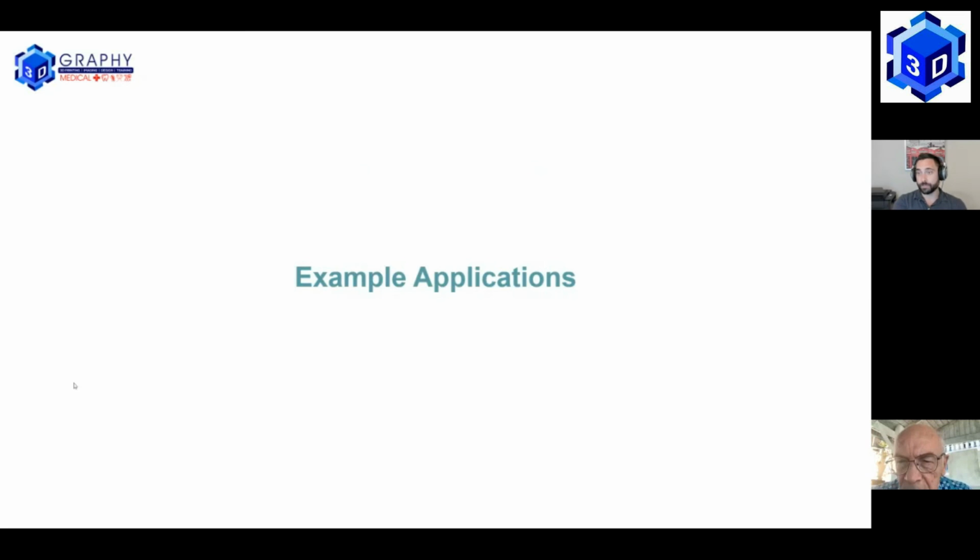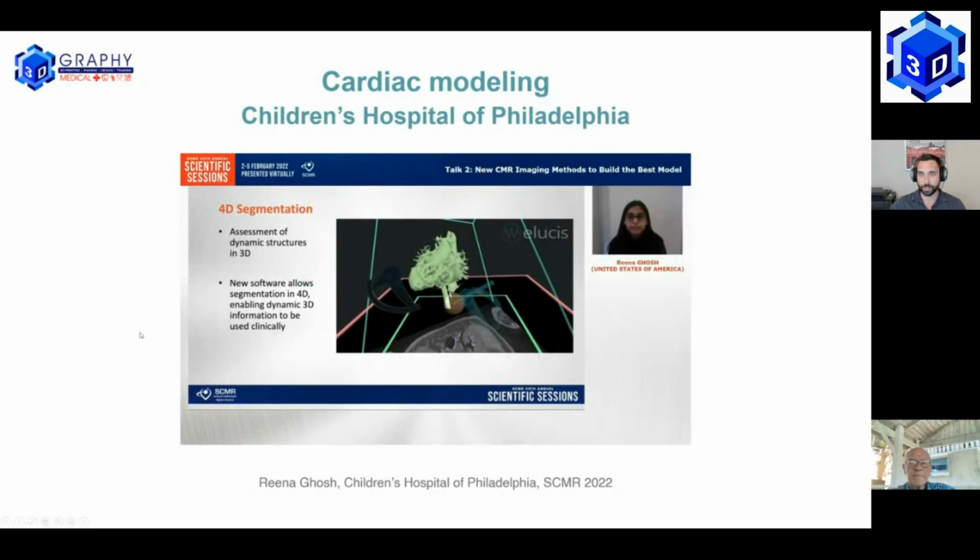So just to finish up the talk, I'll go through some example applications of how this type of application, in this case it's ours, Elucis, but it could be any number of potential future applications, could be used to aid pre-procedure planning activities or how we understand pathological anatomy. So here's a clip here from the SCMR conference in 2022. This is Rena Ghosh from the Children's Hospital of Philadelphia, and she's talking about how 4D modeling might be really useful with virtual reality and why that might be so.